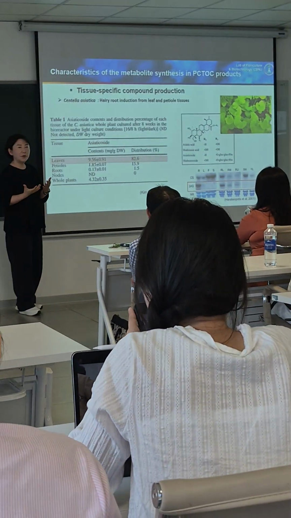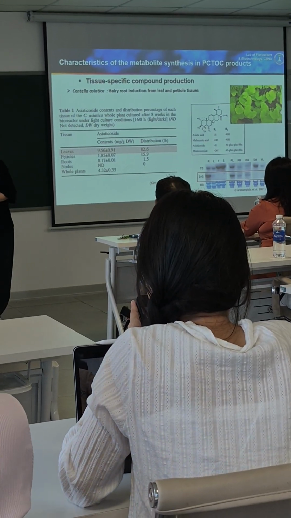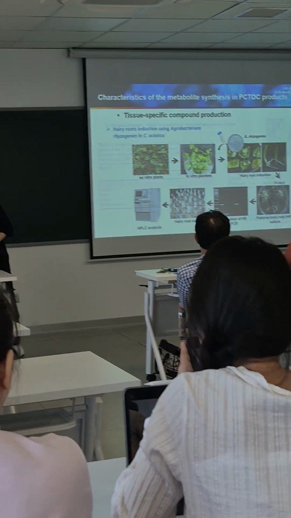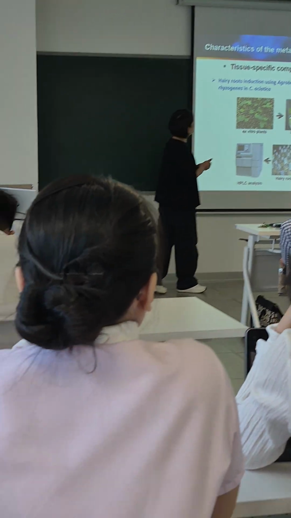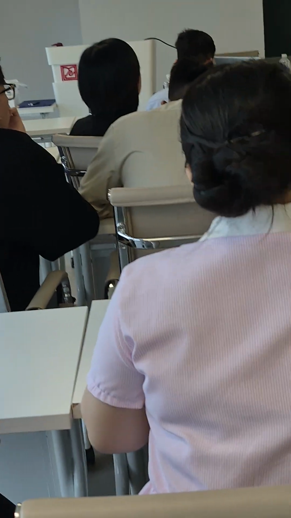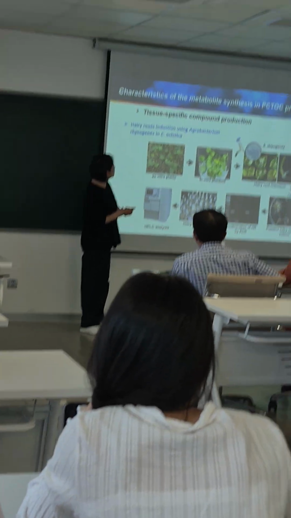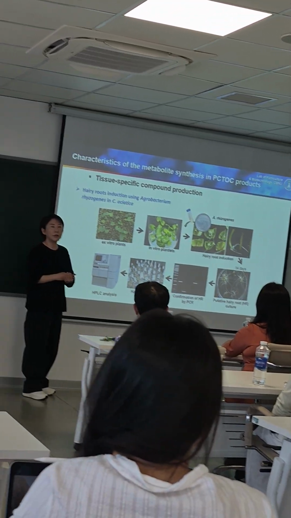So how can we produce? We didn't know at that time. So we used many systems, but the first one was Agrobacterium. We used Agrobacterium rhizogenes to induce hairy roots.